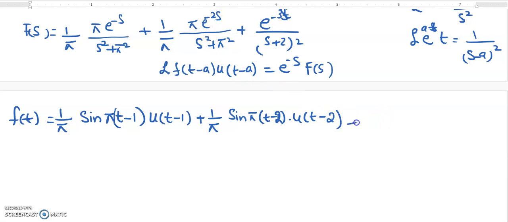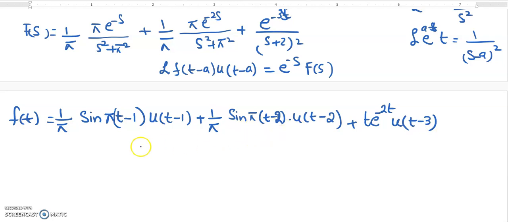And then for this term, it is already multiplied by the s shifting term, so it will be t multiplied by e power minus 2t, into u of t minus 3. Okay, u of t minus 3.